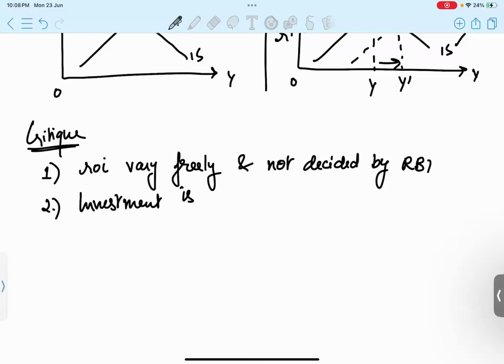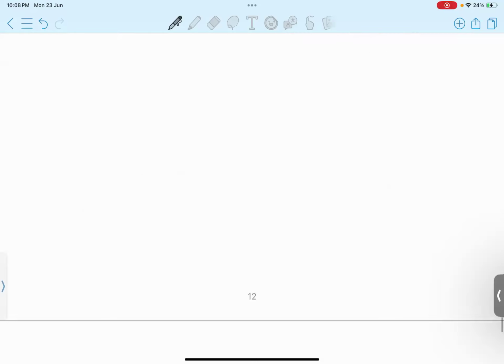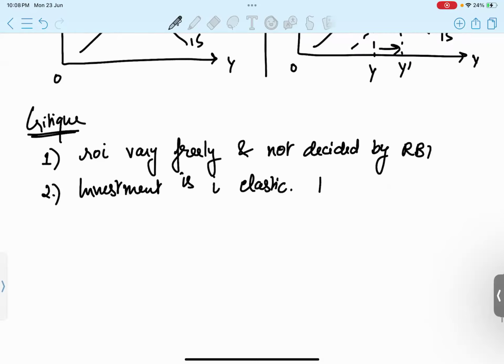Then we take investment, which is interest elastic. Now, what if in real life investment becomes more inelastic to changes in the rate of interest? Then this model will collapse in that case.